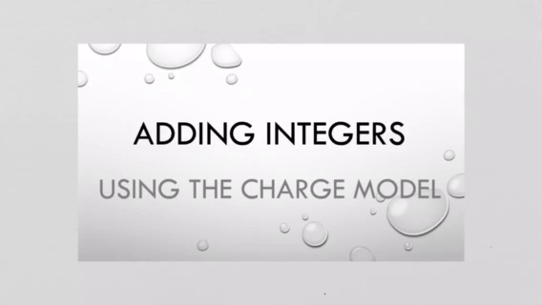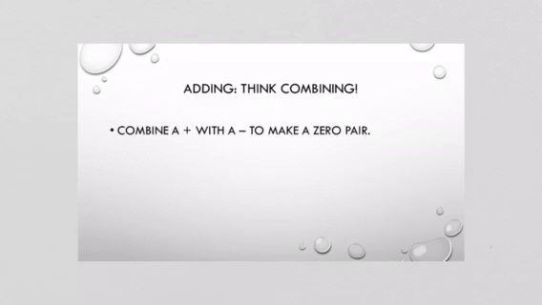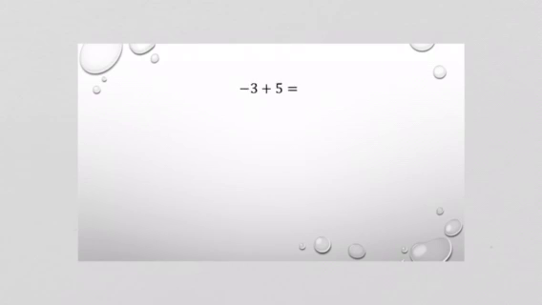Today we're going to be adding integers using the charge model. So you might want to take a few notes. Represent each integer with a plus or a minus, otherwise known as negatives and positives. You want to make some zero pairs, and whatever's left over, hey, that's your answer. So as you're thinking about adding, remember you need to combine positives with negatives to make zero pairs.